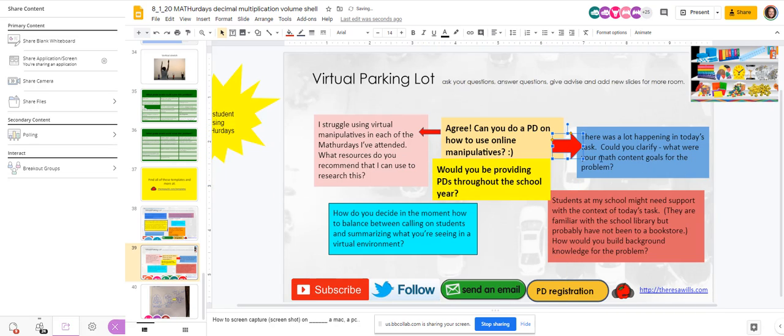There was a lot happening in today's task. Could you clarify the content goals of the problem? Yes. So much like Kelly was mentioning earlier, my content goal today was to talk about volume, units, and conversions with K-12 teachers. And that is a little different than the topic I would be doing with students.